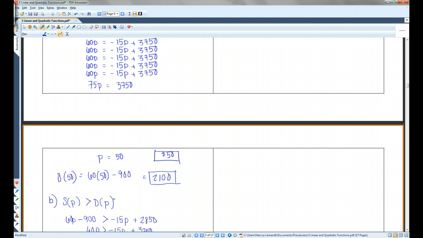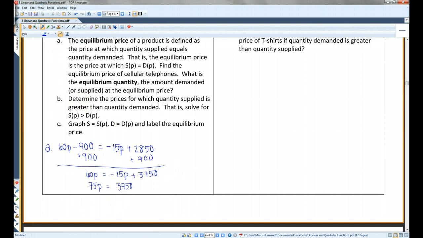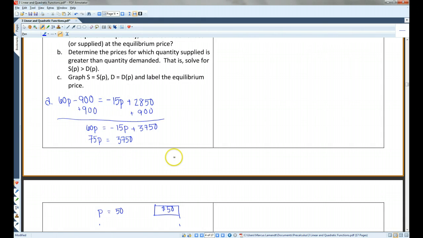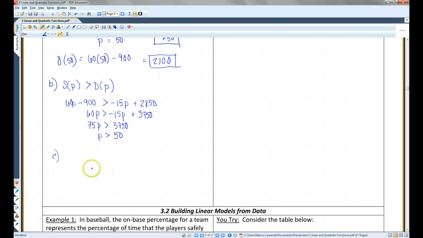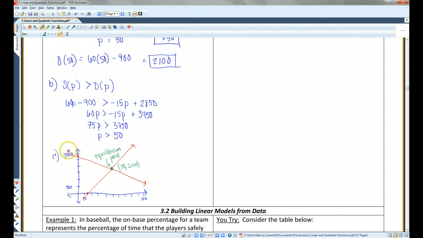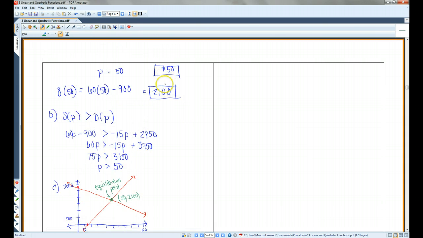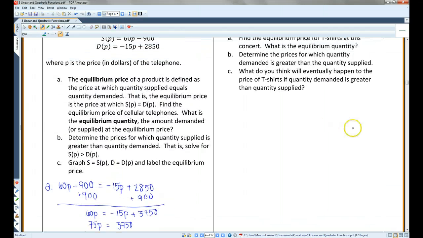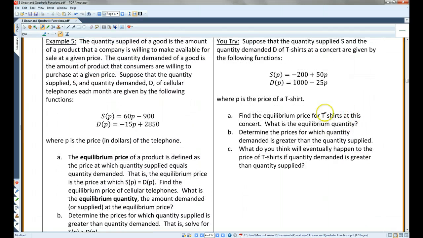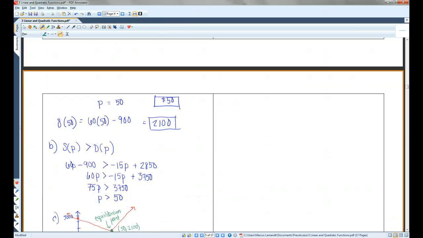All right. Part C says graph both of these and label the equilibrium price. So we're just going to graph these two equations. I trust you guys are all pretty good at graphing, so I'm just going to graph this one out. All right. So this is the supply, and this is the demand, and they intersect at 50, 2100, which are the two values we found. Okay. I'm going to let you guys try this one. Pretty much the same thing, just different equations.